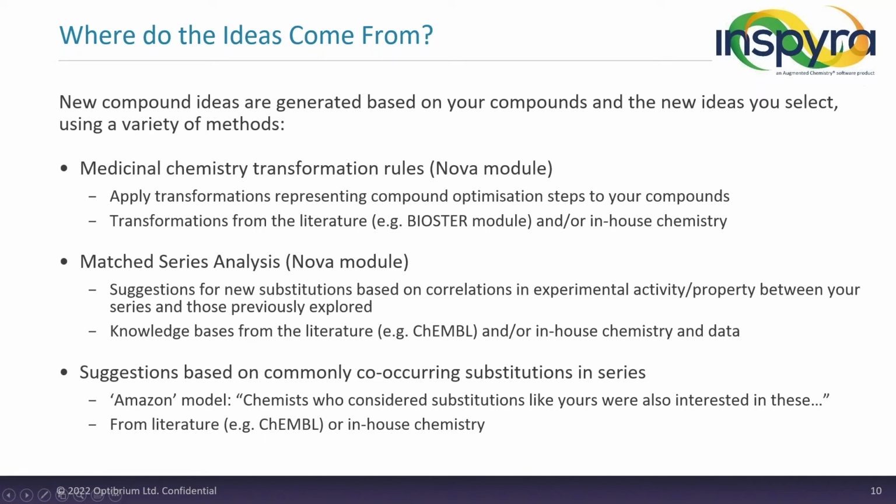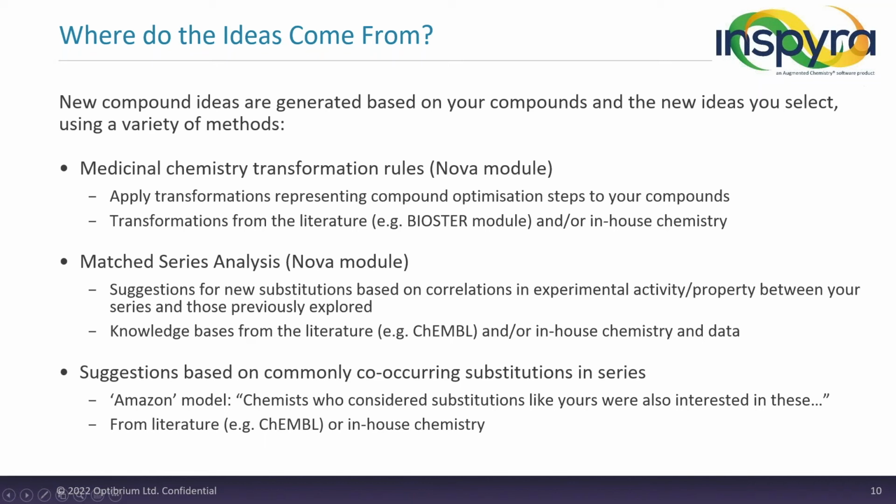So it's based on precedents from the literature. We encode a number of very common, relatively small transformations, but this can also be supplemented with the BioStir module that contains over 27,000 precedented transformations from the literature. And of course, this can be supplemented as well with rules based on your own in-house chemistry, your own optimization strategies. The second method is the match series analysis method, which is also in the NOVA module.